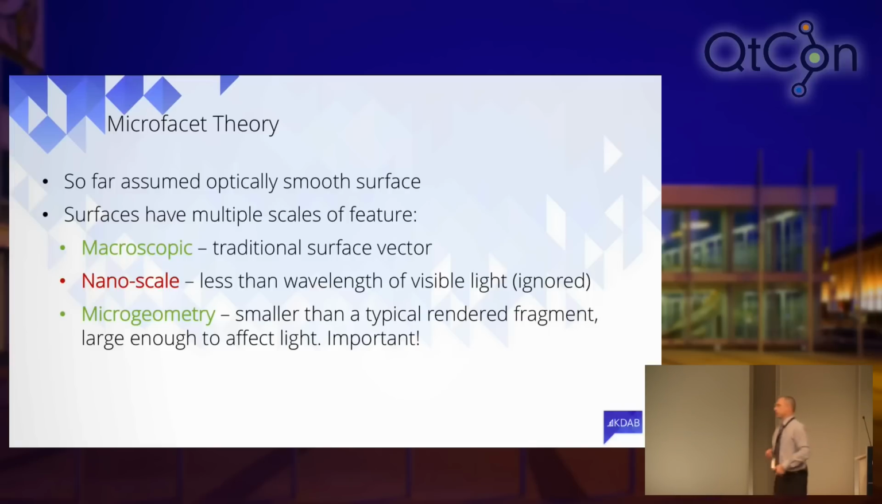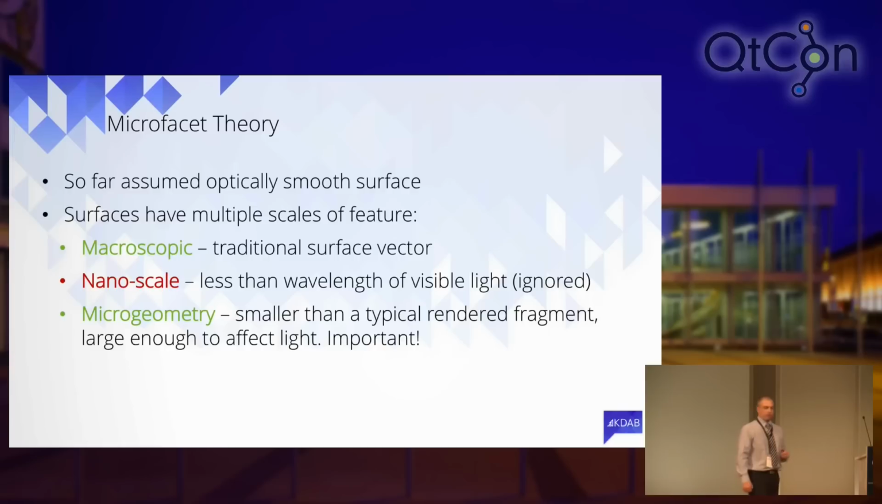There is some research coming out at the moment which basically says perhaps we should be considering that scale of interaction and including diffraction effects as well, because it may actually add to some limb darkening on the edges of objects. But for now, we're ignoring nanoscale geometry.